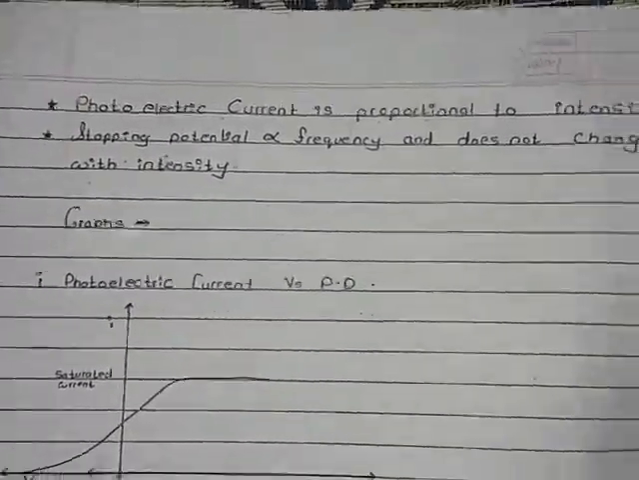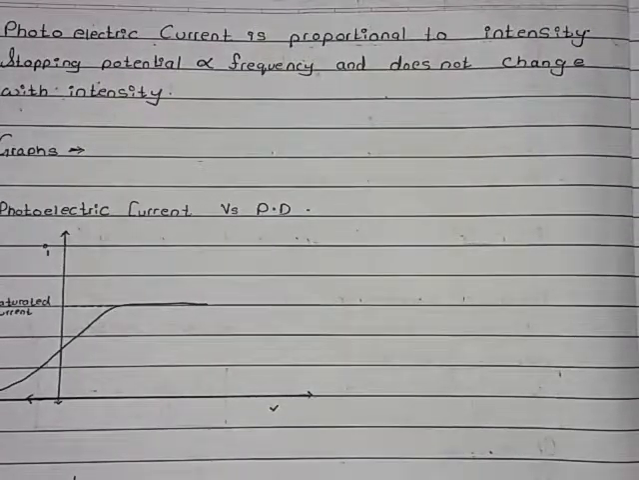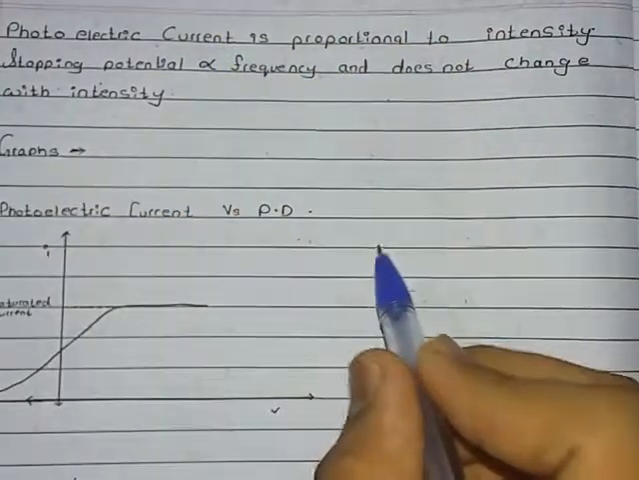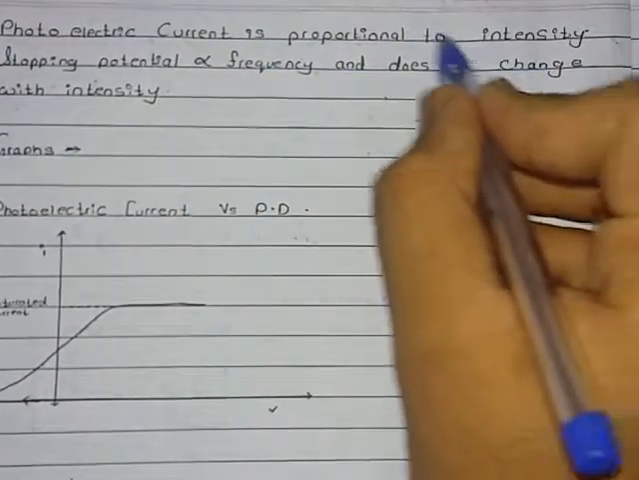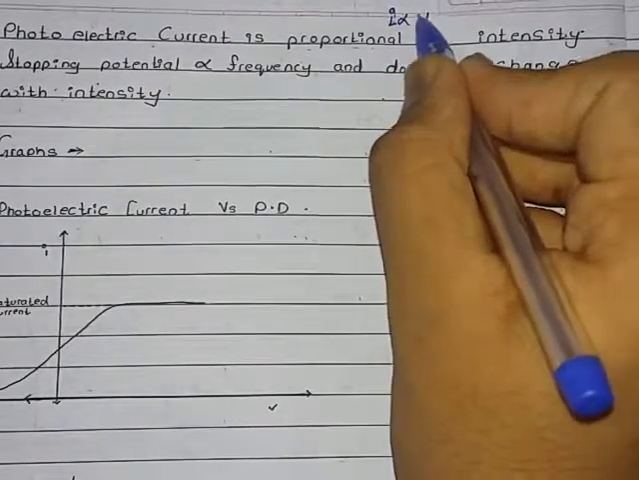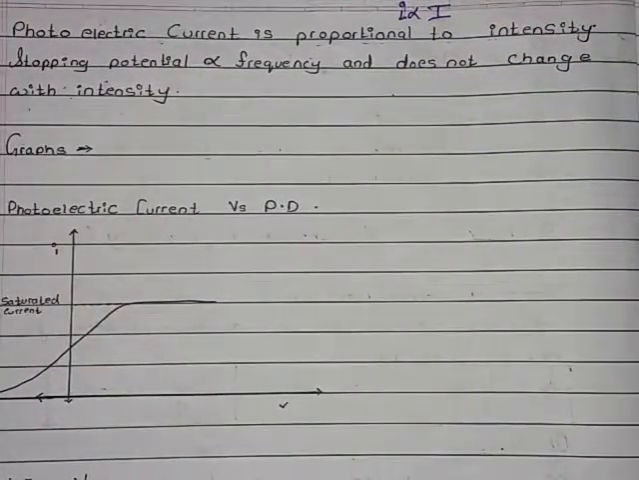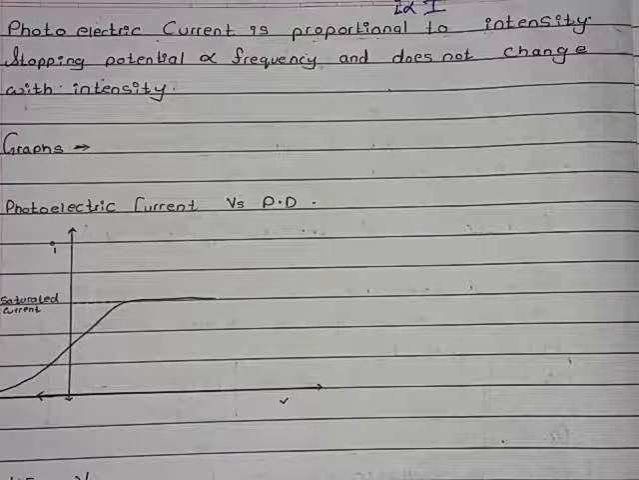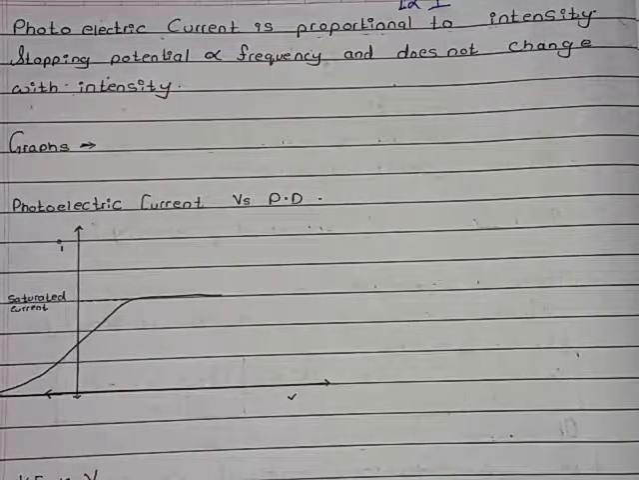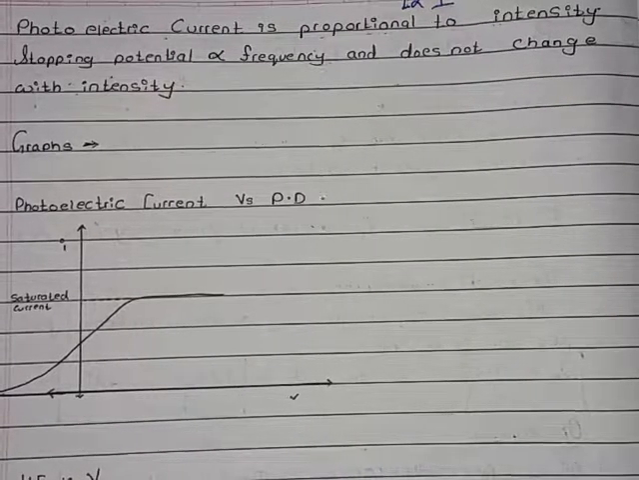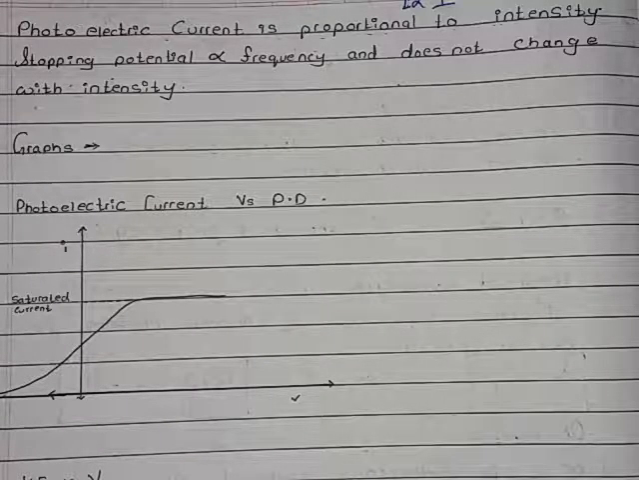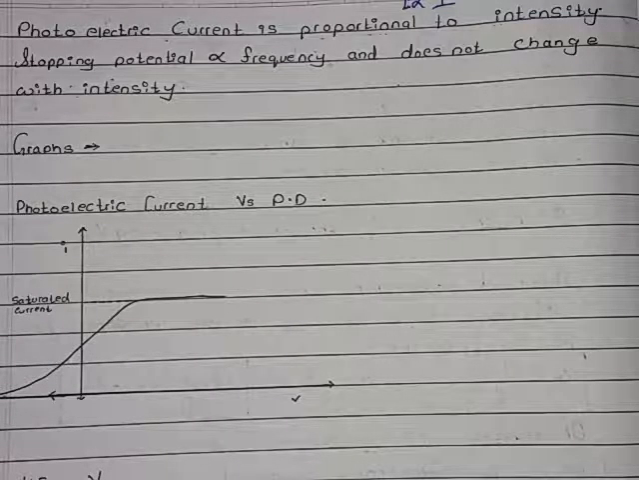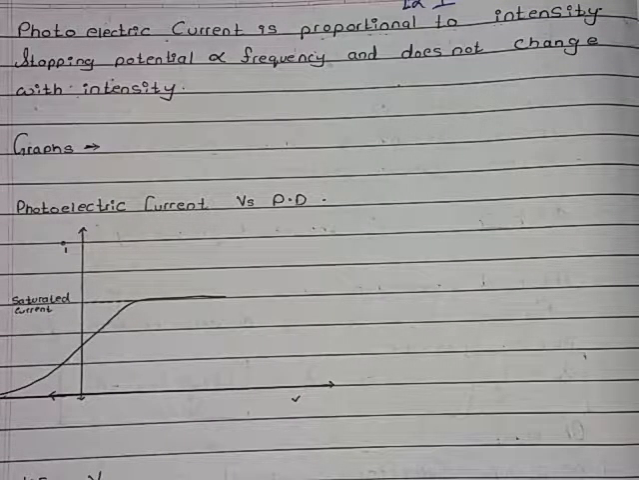What does this say? Photoelectric current is proportional to the intensity. Yes, the number of electrons was proportional. Now photoelectric current I is proportional to capital I, which is intensity. Everyone knows that. Stopping potential is directly proportional to the frequency and does not change with intensity. However much we increase the light, its stopping potential is the same, because it depends on frequency, not intensity, since intensity is not related to frequency.